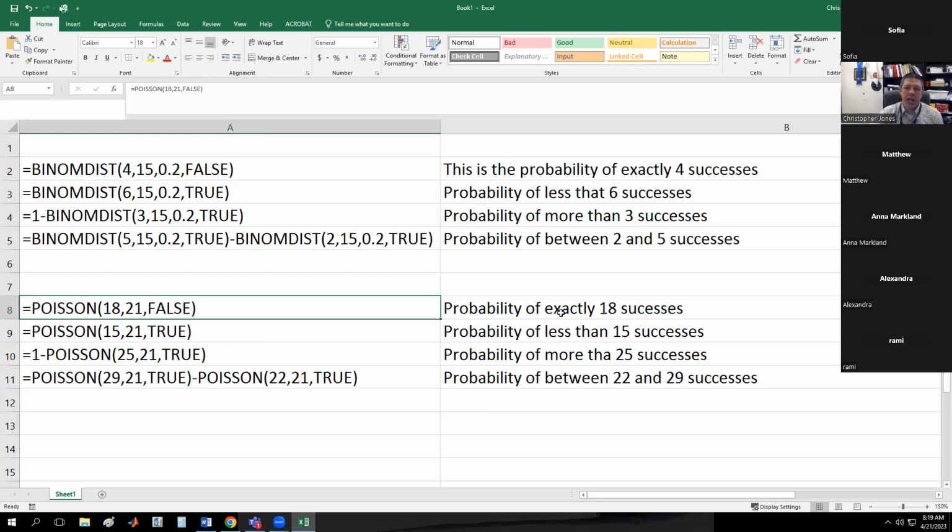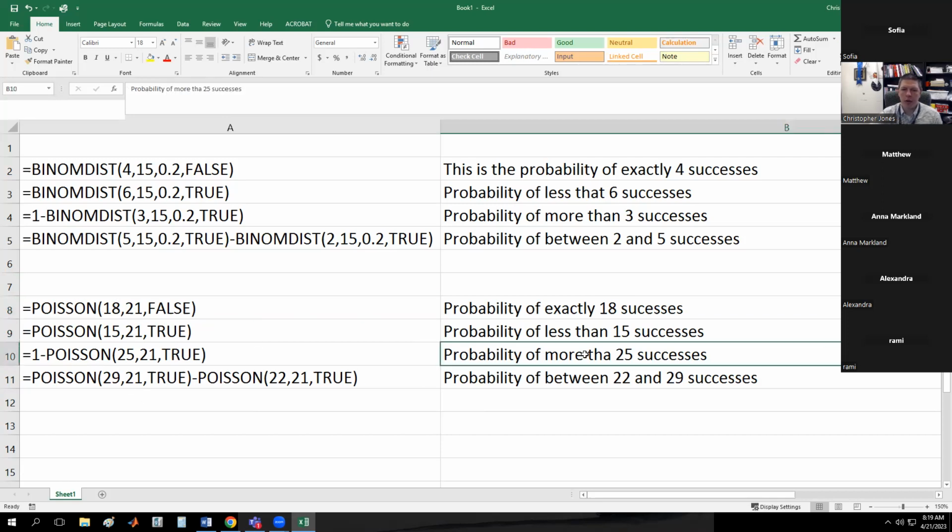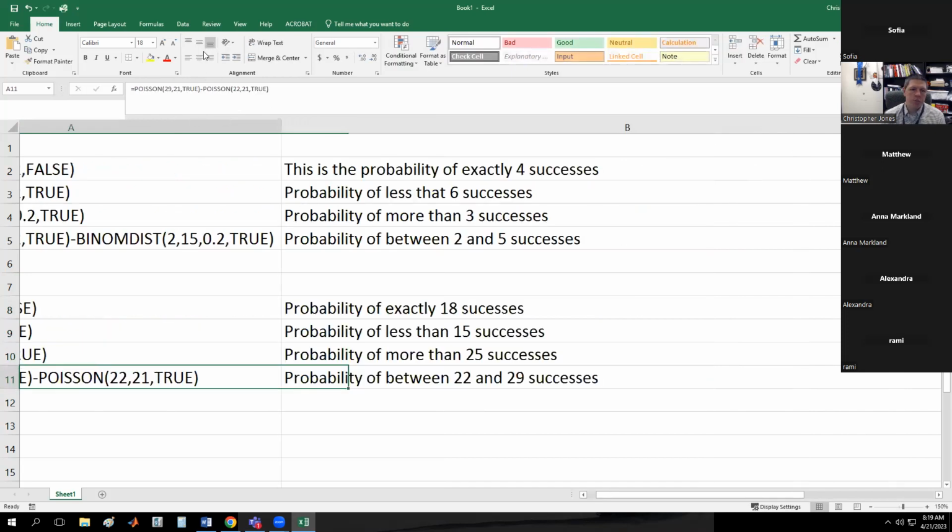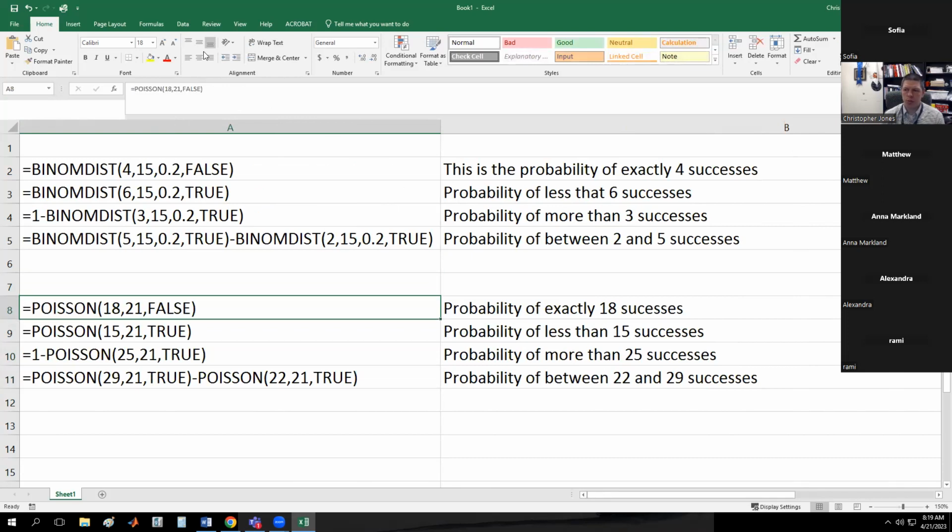All right. So for exactly, you type in the number desired, and then the lambda, and then false. For less than, the number desired, lambda, true. 1 minus for more than. And then finally you should subtract lower from higher. All right, so folks, any questions I can answer about if we wanted to go through and try to do these probabilities using our Poisson distribution using Excel?